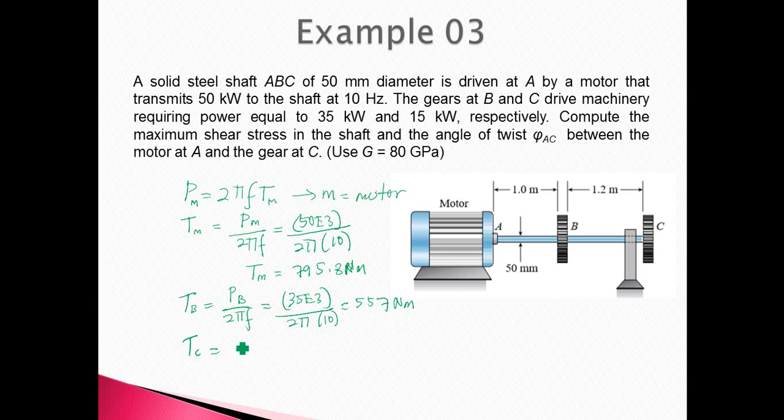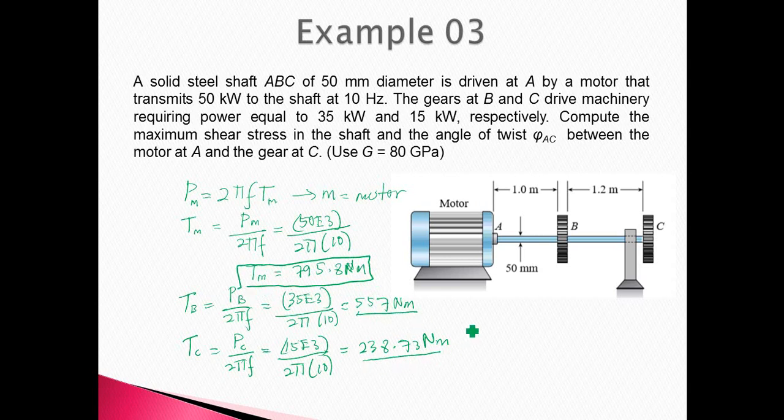And for gear C, we can calculate the torque acting at gear C, which is equal to power of gear C divided by 2 pi f. So if we substitute the value, we get 15 exponent 3 divided by 2 pi times 10. So here we get 238.73 Newton meter. Okay, so we get all the values for torque acting at the motor, and then torque for gear B and also torque for gear C. Now we will proceed by drawing the free body diagram of the shaft.